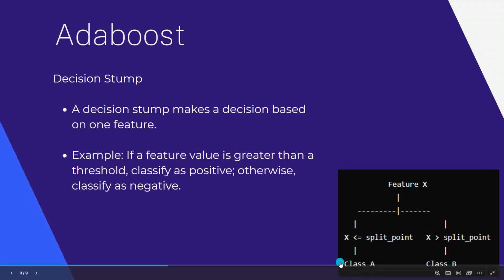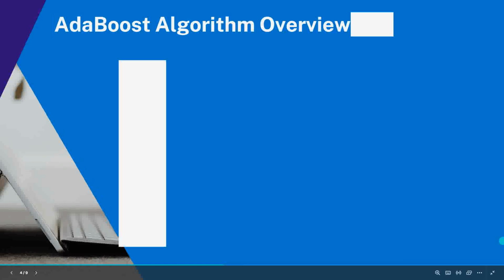So, here is an example where a decision stump is being explained. A decision stump makes a decision based on a single feature, checking whether the feature is greater than a given threshold. It is classified into different categories. Say for example, greater than the threshold is classified as positive, otherwise it is classified as negative. This diagram illustrates how a decision stump works with a single feature and split point.